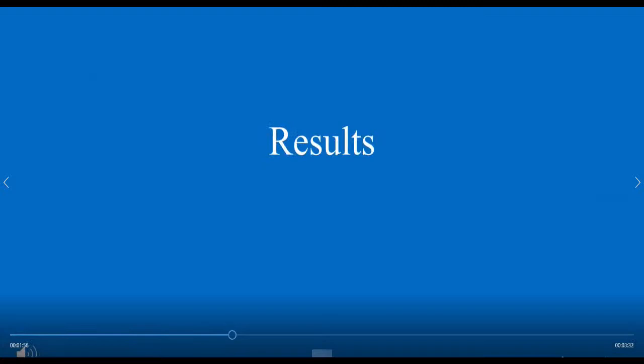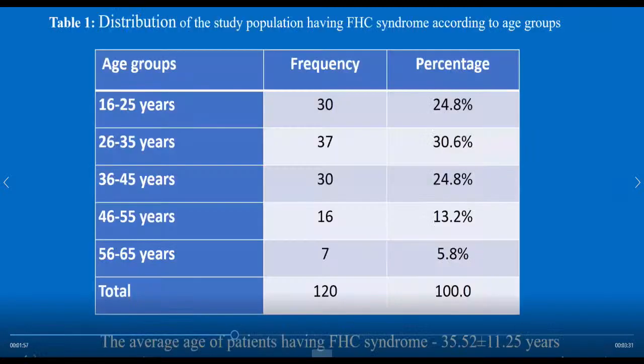Results. Table 1 shows distribution of the study population having FHC syndrome according to age groups. Here, the average age of patients having FHC syndrome is 35.52 years plus minus 11.25 years.